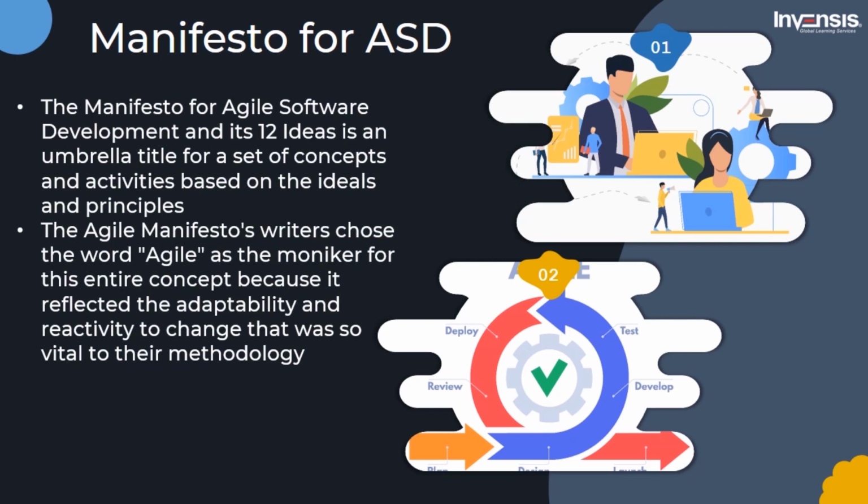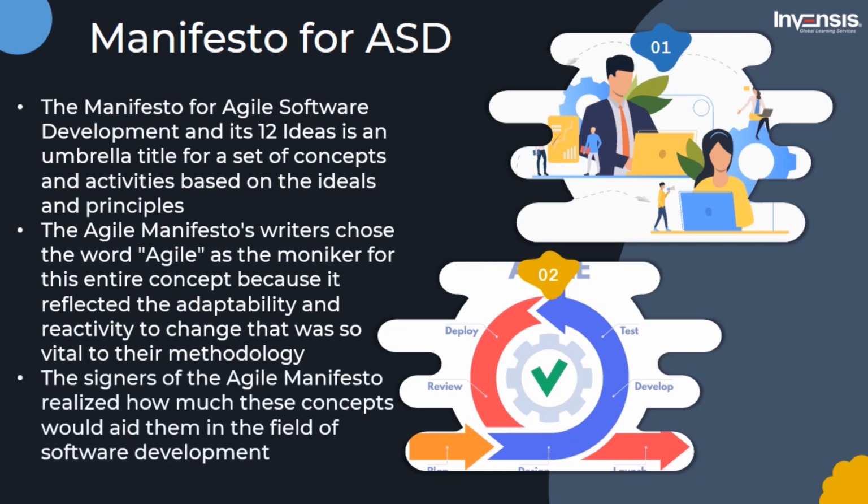20 years ago, in Snowbird, Utah, 17 software engineers gathered to suggest a new approach of producing software, by doing it and helping others do it. The signers of the Agile Manifesto realized how much these concepts would aid them in the field of software development as a result of their work, but they had no idea how quickly their ideas would spread outside of their profession. As a result, the Manifesto's creators listed the following values as the most important.